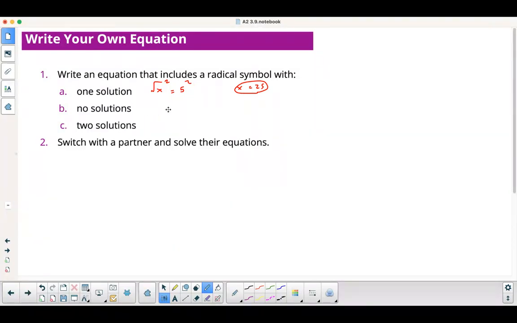No solution. So I'd have to, I guess, let me get rid of that here. So for no solutions, you'd have to have a radical equal to a negative. So I'll just make it equal to -5 because this indicates a positive root. So if I plug in a number for x and take the square root as a positive value, it's never going to equal -5. So I guess I shouldn't have circled this 25 here. All right, two solutions with a radical. Let me think on this one here.